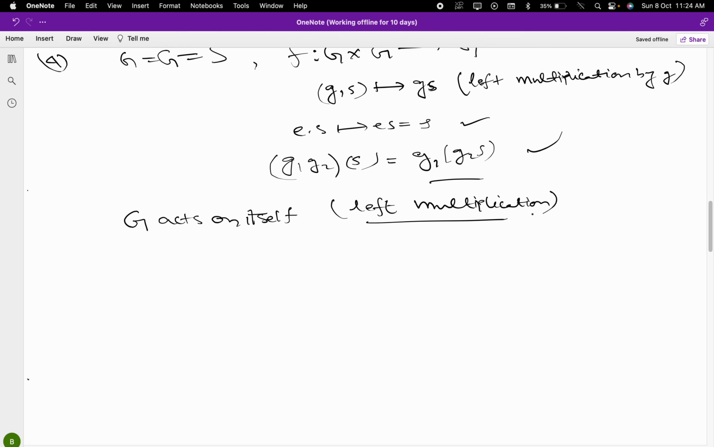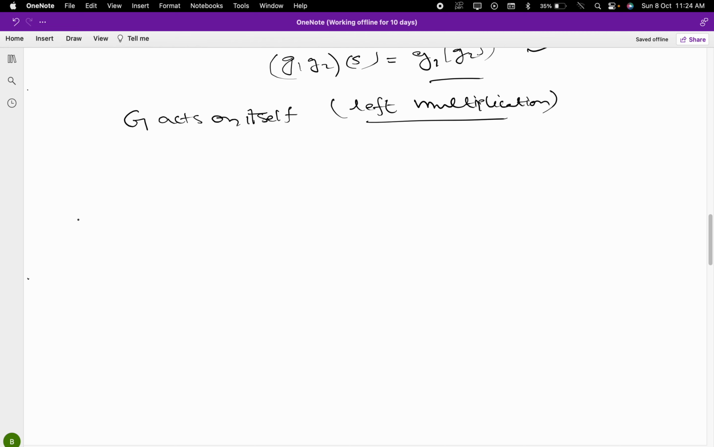We will define another kind of action. This is also G acts on itself by conjugation, right? Last example, right? I'm giving the last example. I will not give any more examples. So I think these 5 examples are more than sufficient to understand what group actions are and how they actually act. Okay, this is called 5.